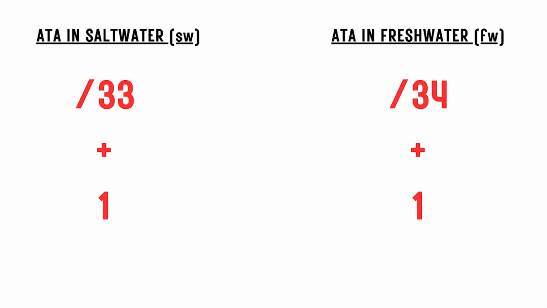Now, this is an important differential and I need you guys to be aware. If you're in freshwater and trying to determine your ATA, the process is the exact same except you're going to divide by 34 and then add 1. Now we have our SAC rate of 5 PSI per minute.